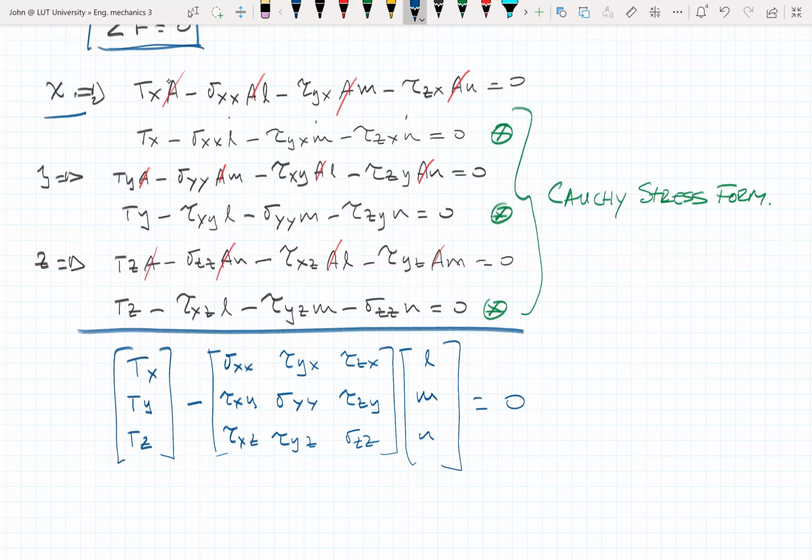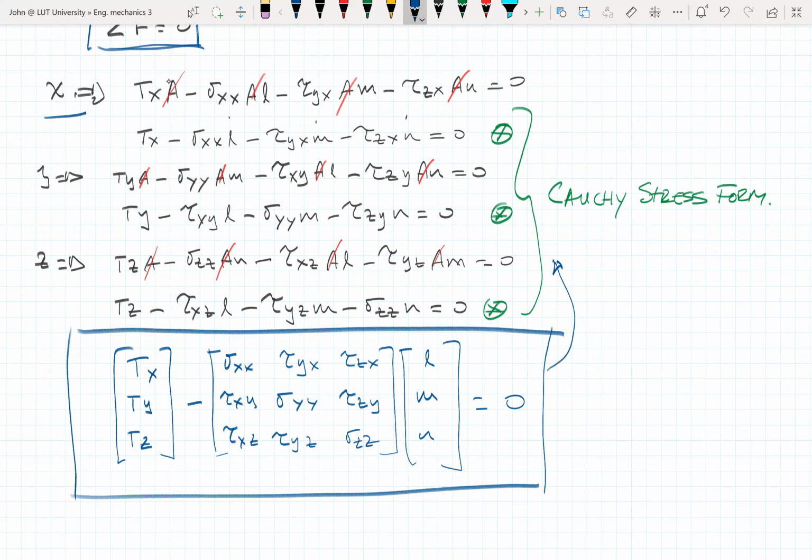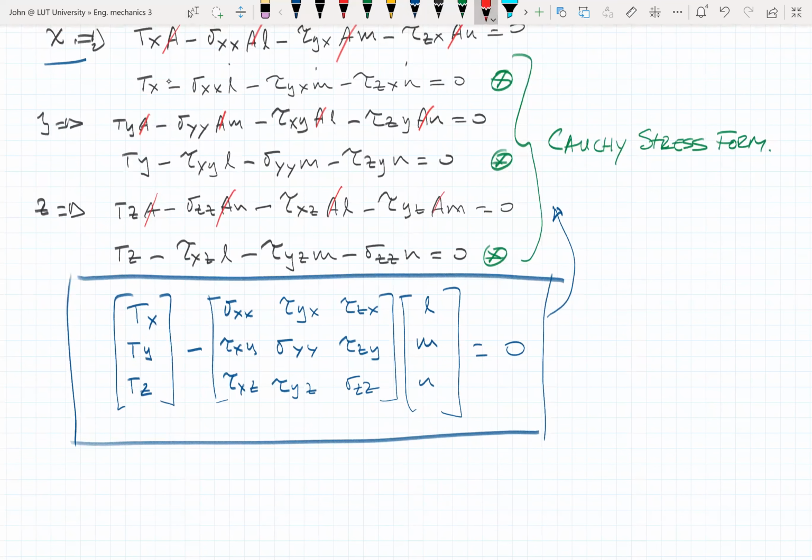This equation here is the matrix representation of what we have here. And as I mentioned, you're going to be seeing this very often from now on. This specific matrix here is what is called the stress tensor. Under the assumption we started this course, this stress tensor is not going to change. It's going to be also equal in every point of the body.